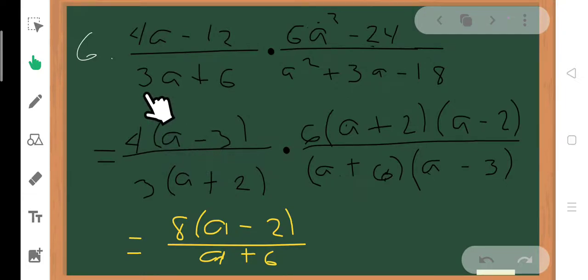And then for the denominator, the common monomial factor is 3. And then 3a divided by 3 is a. 6 divided by 3 is 2. Okay.